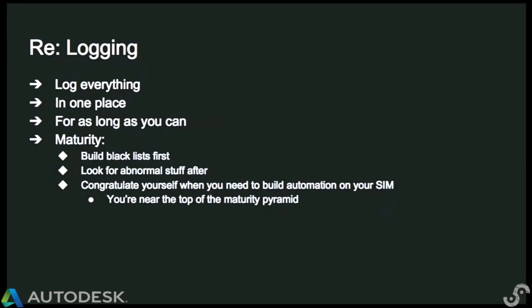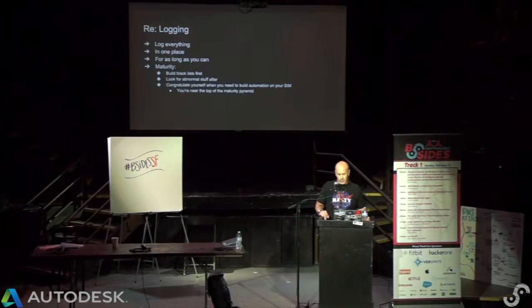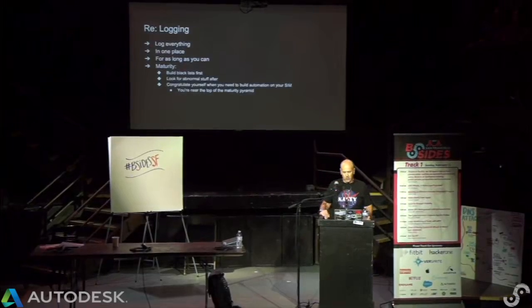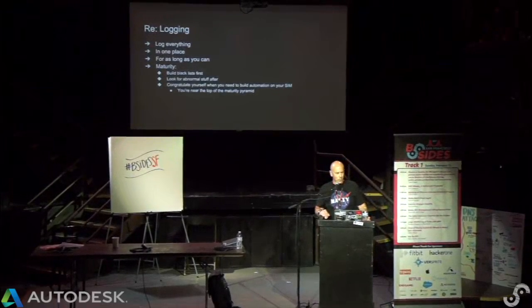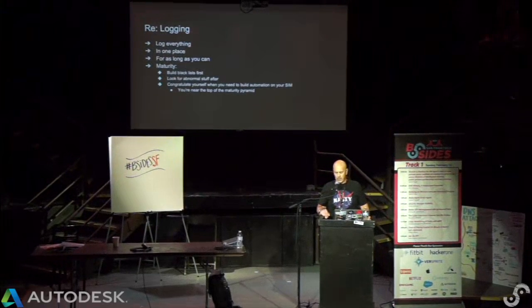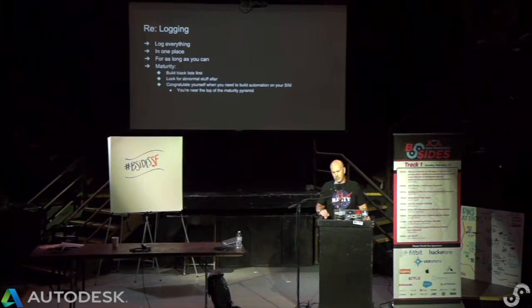On the topic of logging maturity, I'd encourage you firstly to build blacklists of bad behavior. After you've done that, after you have version 0 of that, I'd encourage you to start looking for abnormal things. Abnormal things will consume most of your time. It's hard to discern gray. It's easy to discern black. It's easy to discern white.